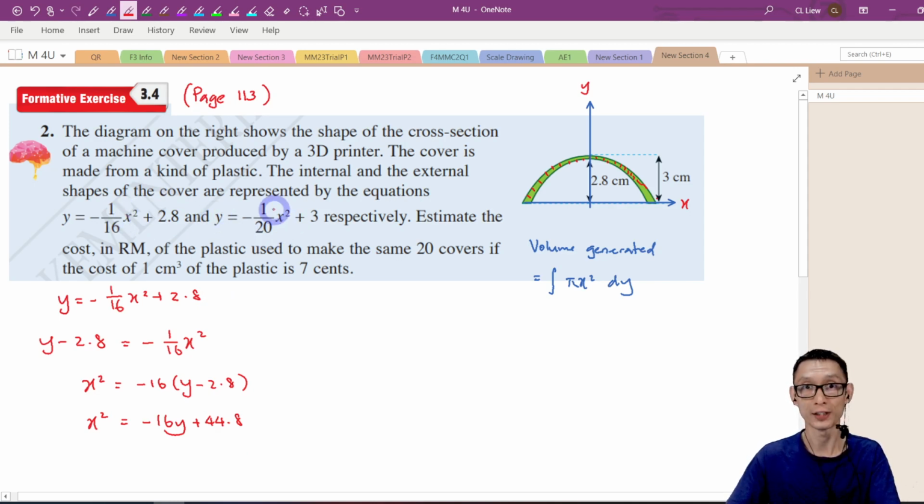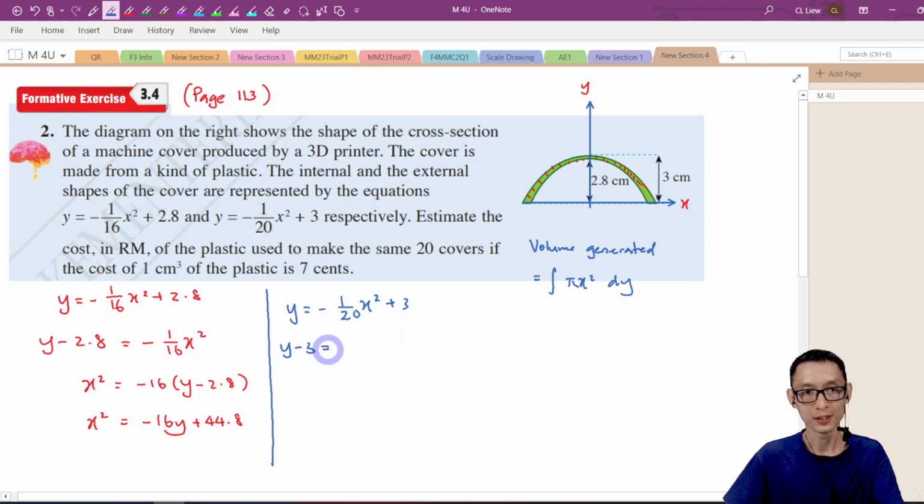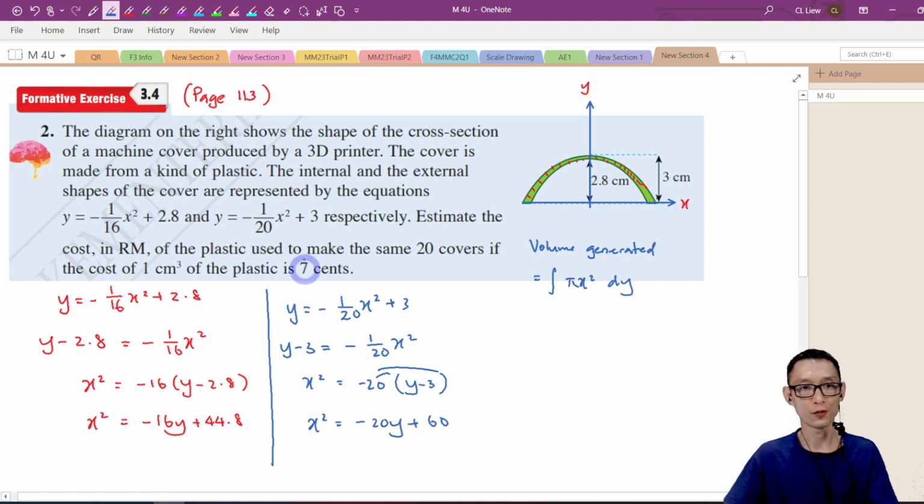So we do the same thing for the other curve. Let me use another color. y is equal to negative 1 over 20 x squared plus 3. Okay, y minus 3 is equal to negative 1 over 20 x squared. Okay, x squared is equal to negative 20 multiplied by this whole thing. Just do some expansion over here. Okay, so this is for this one.